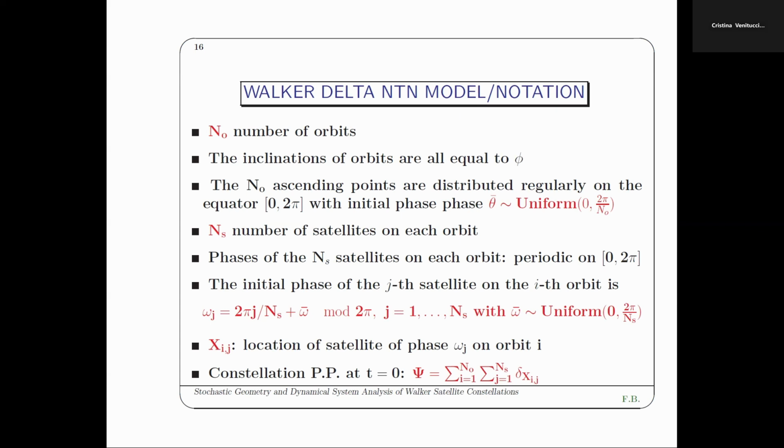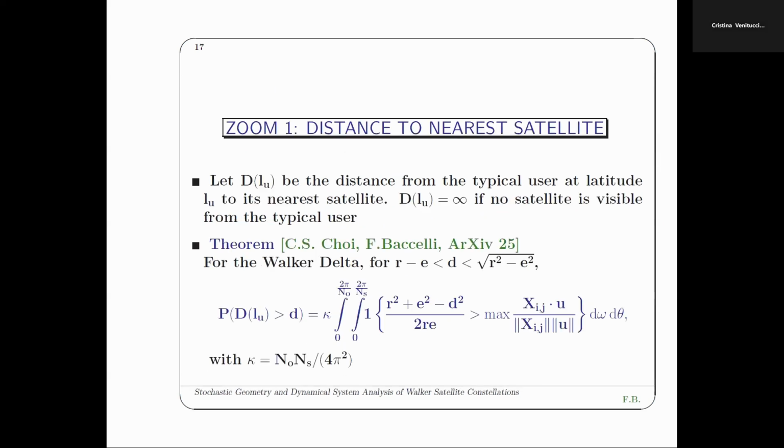And so you get a point process at time t equal to 0, which is the set of deltas on the sphere of radius of Earth plus altitude of the constellation. This is your model. This is the point process at time 0. But then there is dynamics.